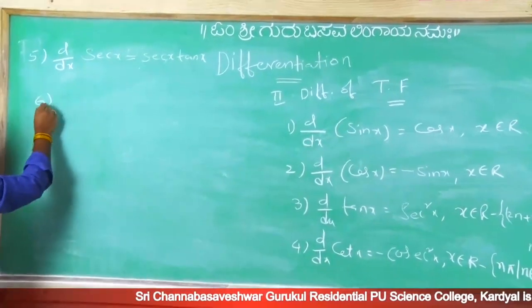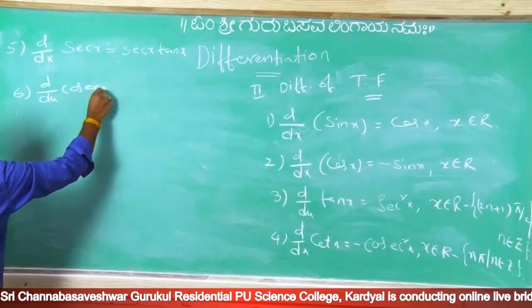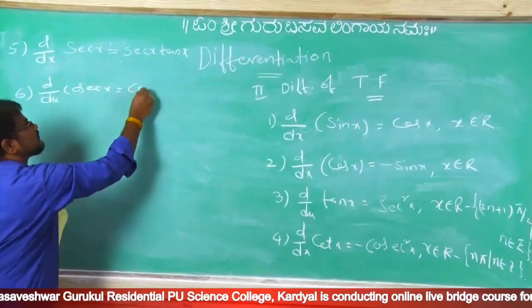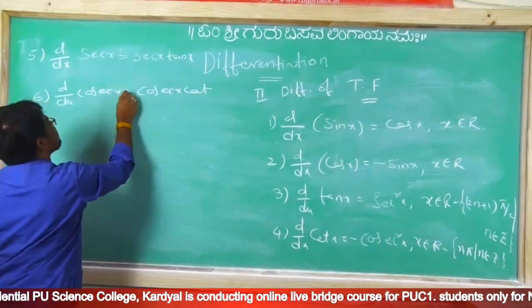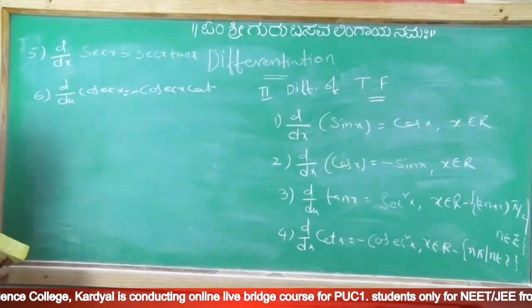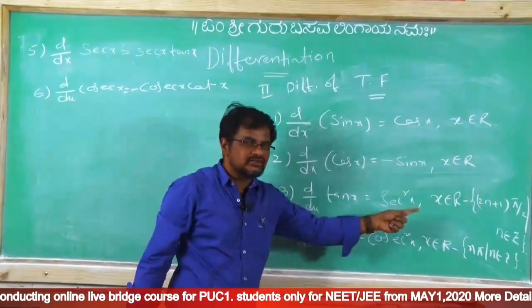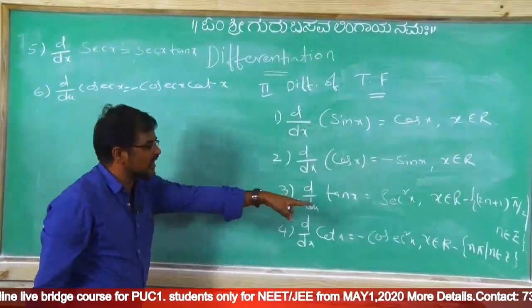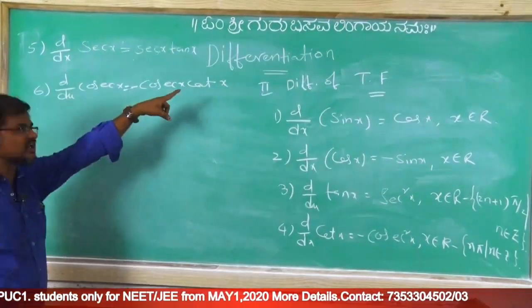Next, the sixth one is d by dx of cosecant x, that is equal to minus cosecant x into what? Cot x. This is also the same as what? x is not a multiple of pi, same as cot x. So these are the differentiations of trigonometric functions.